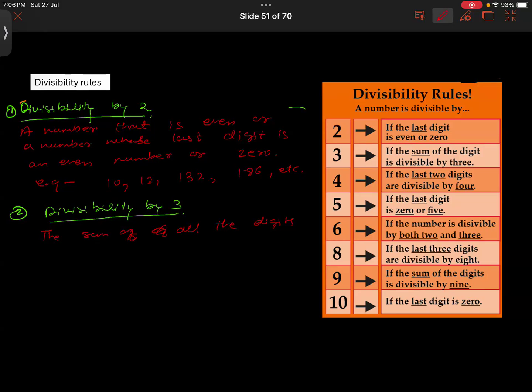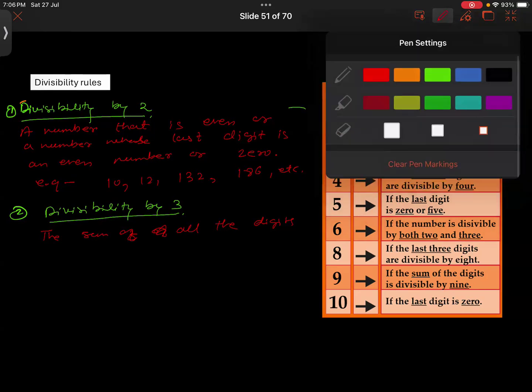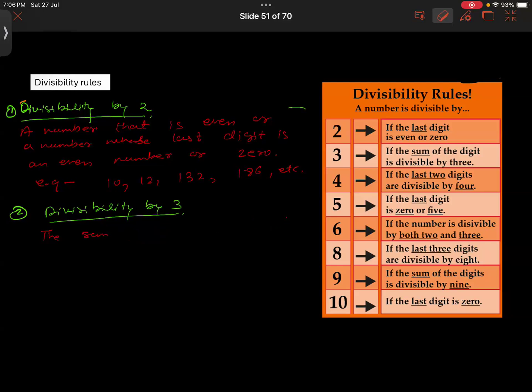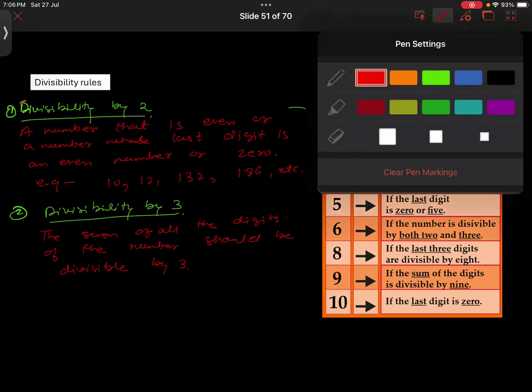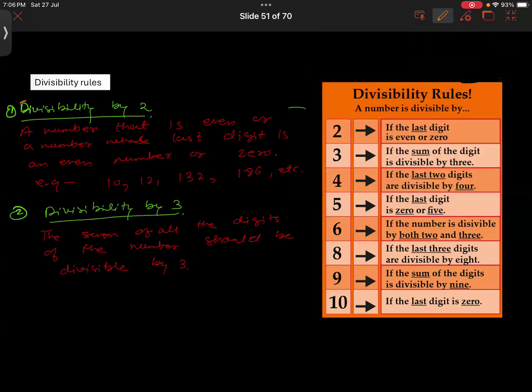Now write for the divisibility by 3. So for this, you're going to write down the sum of all the digits of the number should be divisible by 3. And give one example also.